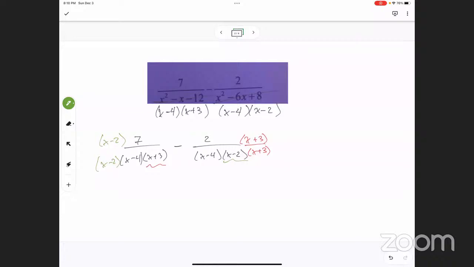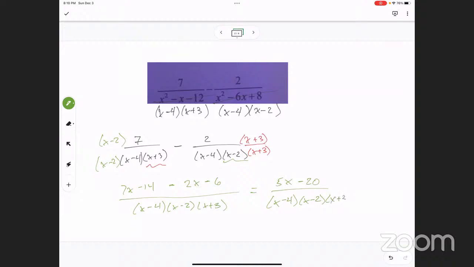And then you will simplify that. So multiplying that out, you get 7x minus 14 minus, now be careful with this, people forget to distribute this in. So it's going to be minus 2x minus 6, because that negative has to go with the 2 into the parentheses there. You know what I'm talking about? That's the mistake most people make, one of the mistakes they make. So there's my common denominator. And now I can simplify that into 5x minus 20 all over x minus 4 times x minus 2 times x plus 3.